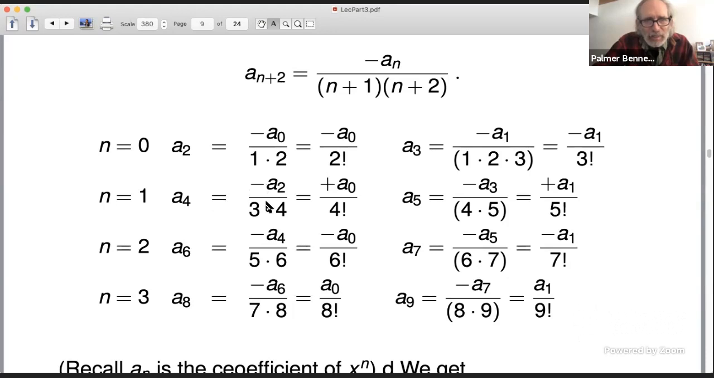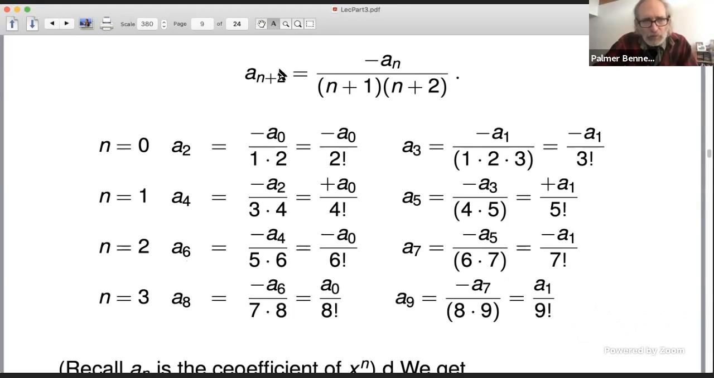A4 is negative A2 over 3 times 4, according to this, okay? But A2 was negative A naught over 2 factorial, okay? So if we replace A2 with negative A naught over 2 factorial, we'll get that A4 is plus A naught over 4 factorial, okay? So now we'd have A4 is this, and then when we add 2 to 4, we get 6.